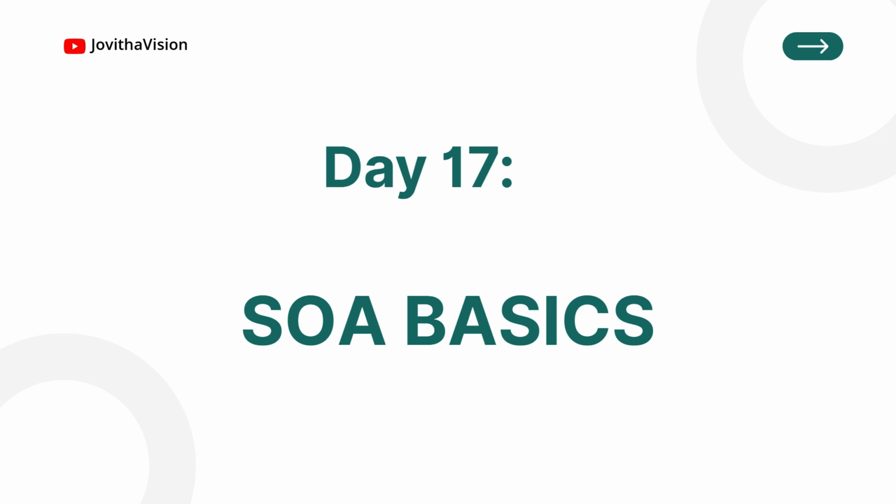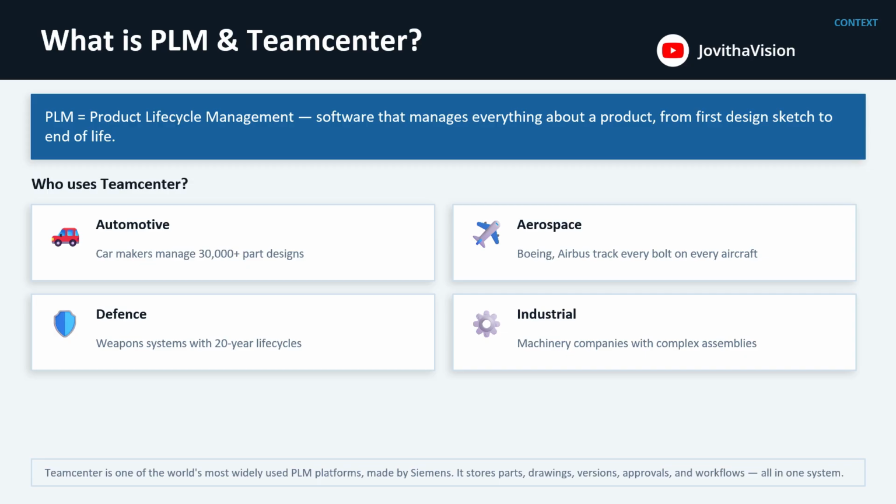Before we start today's topic, let me quickly set the stage for anyone who is completely new here. Teamcenter is software made by Siemens. Big companies like car manufacturers, aerospace companies, defense companies use it to manage all their product data. Think of a company that makes an airplane. That airplane has hundreds of thousands of parts. Every part has drawings, specifications, versions, approvals, and a history of changes. Teamcenter is the system that stores and manages all of that.